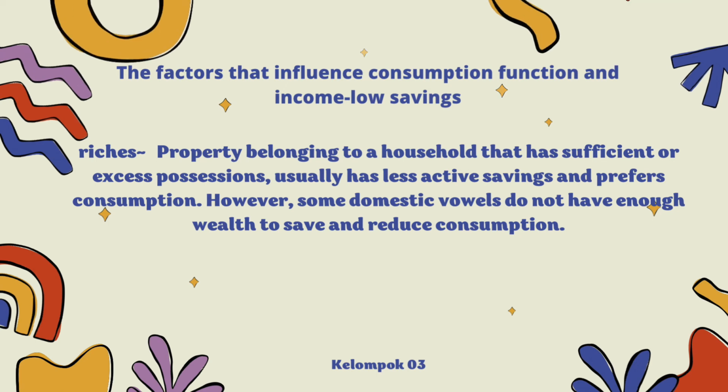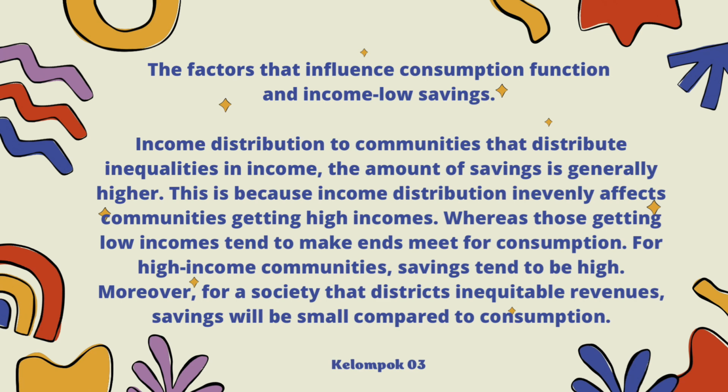Income distribution. In communities with unequal income distribution, the amount of saving is generally higher. This is because income distribution inevitably affects communities: those getting low income tend to make ends meet for consumption. For the high-income communities, savings tend to be high. Moreover, for a society that has equitable revenues, saving will be small compared to consumption.